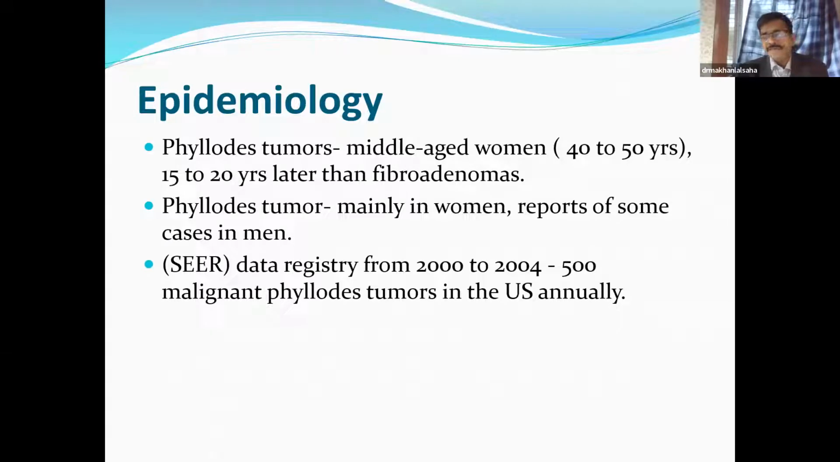This occurs in usually middle-aged women, and this age group is 15 to 20 years older than the fibroadenoma group of patients. Although it is mainly in women, some cases of Phyllodes tumor have been reported in men. Although we don't have the exact data, the US data says that there were about 500 malignant Phyllodes reported in the year 2004.